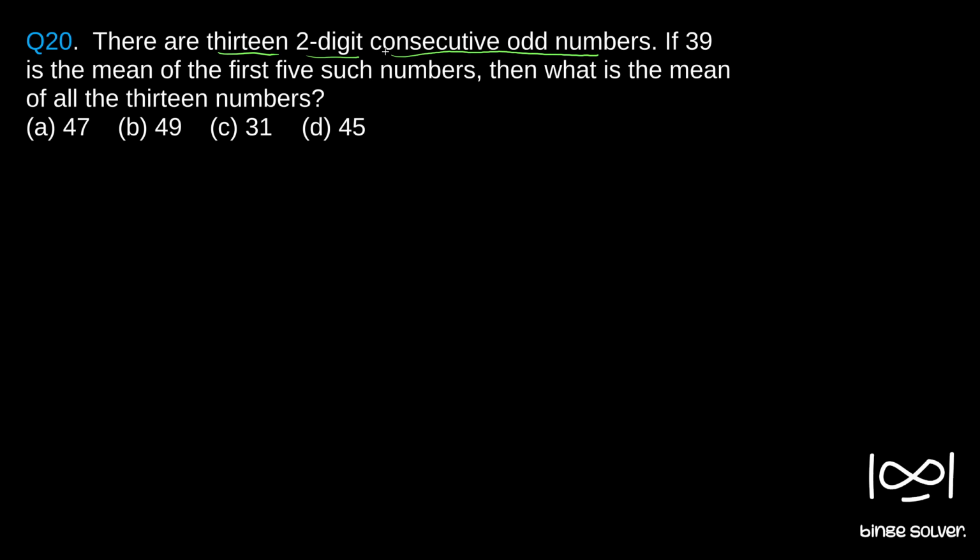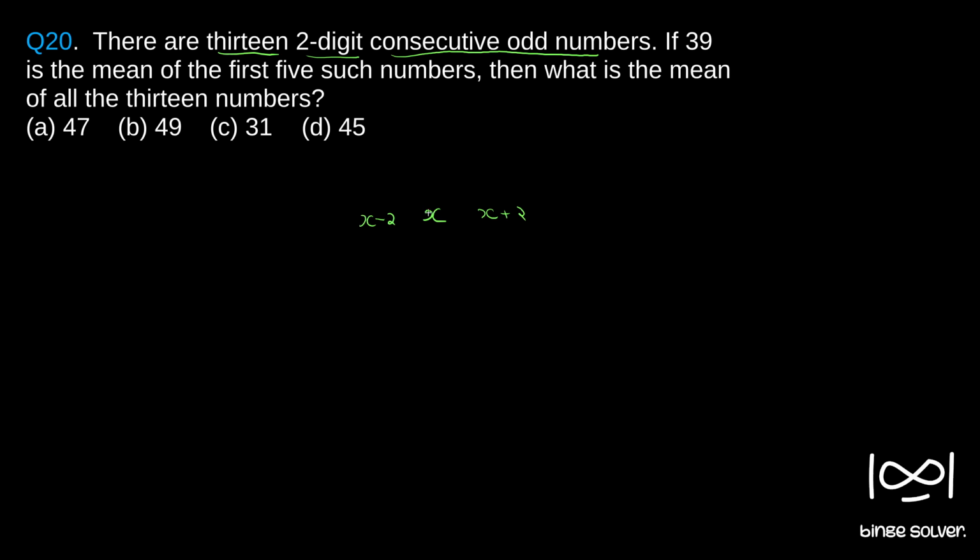In such questions, where the numbers are consecutive and follow some pattern, it is always good if we construct the numbers like this. So we will first assume the middle number as x. Since it is consecutive odd numbers, if the middle number is x, what will be the next odd number? It will be x plus 2. And what is the odd number behind this x? It will be x minus 2. Similarly, if we construct all the numbers, then finding the mean will be very easy.